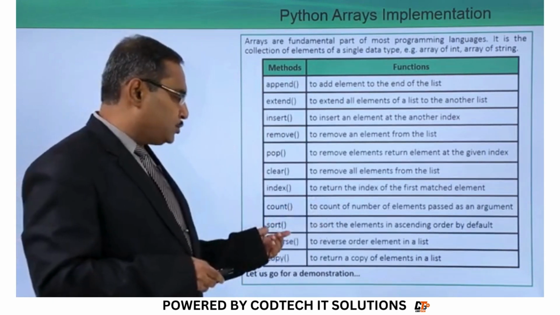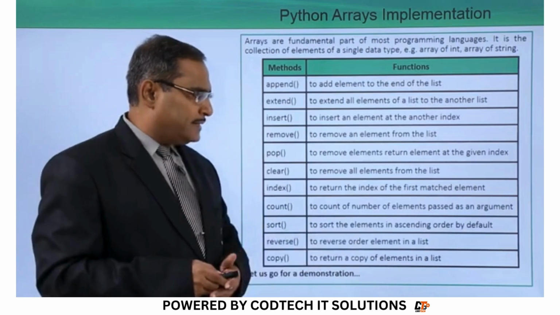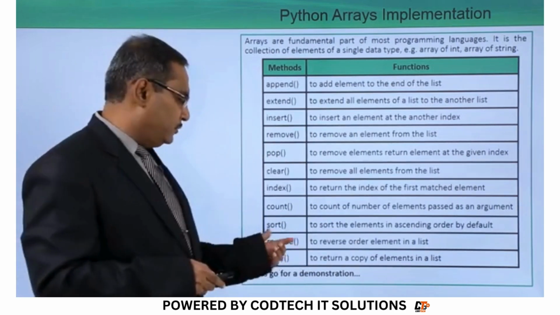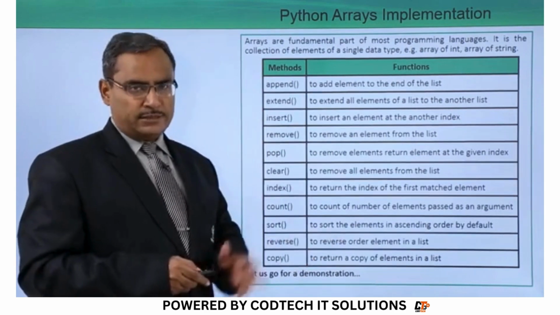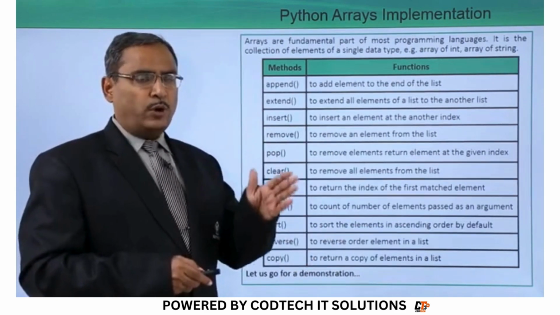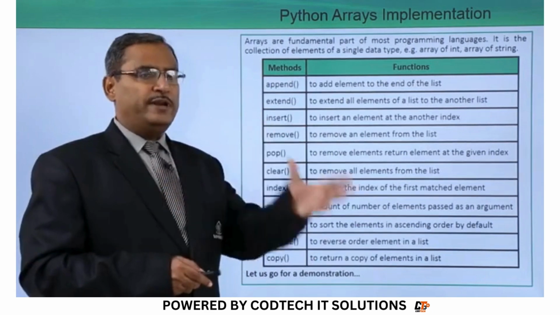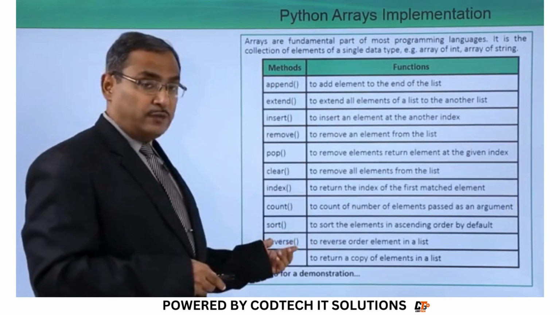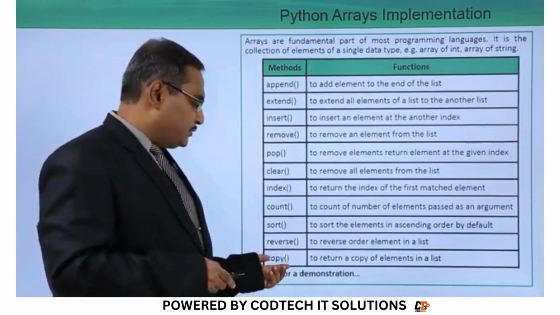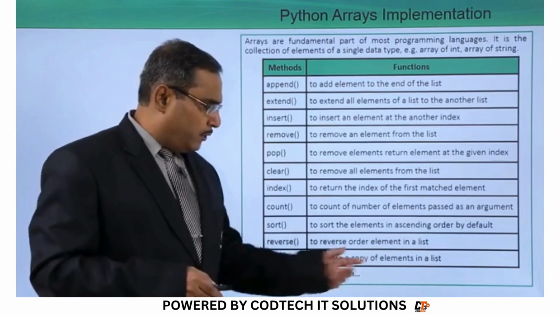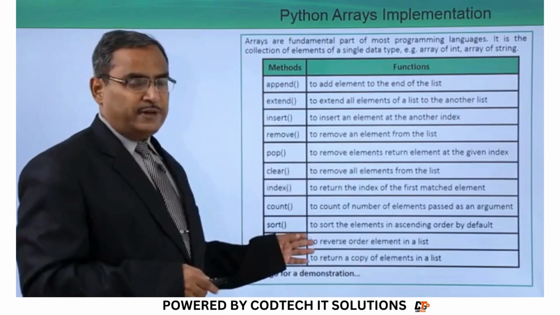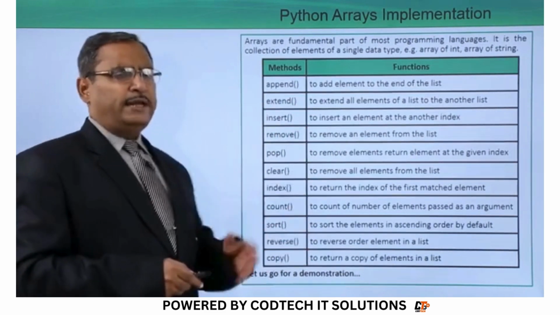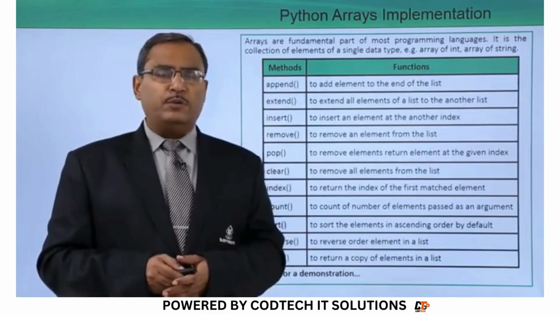Next one is sort, to sort the elements in ascending order by default. Next one is reverse, to reverse the order of elements in a list. So the order of elements, whatever it was initially, will be reversed after application of this reverse method. Next one is copy, to return a copy of the elements in a list. So these are the different methods and their respective functions we have discussed. I think it would be better if you go for a demonstration.